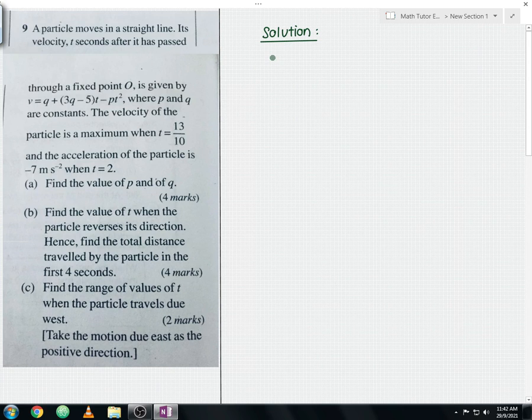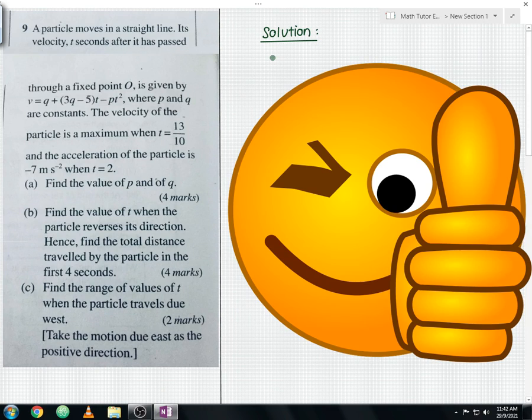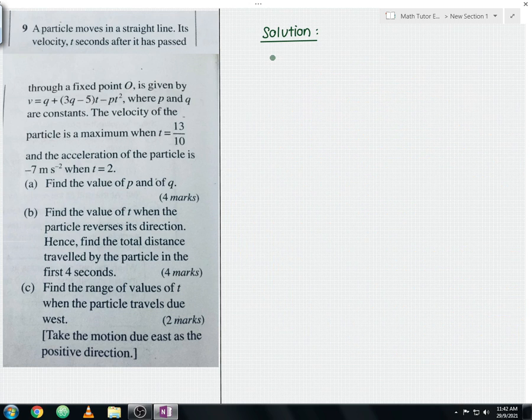So I hope that you will attempt this question in the future. If you could manage to solve this question, a big thumbs up to you guys. But if you can't solve this question, no worries, I'm going to show you the step-by-step working and the solution. So without further delay, let us start to solve the question.